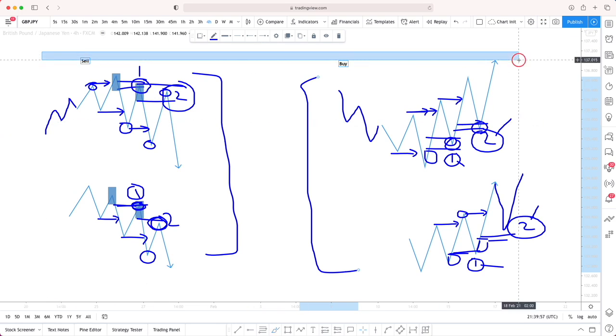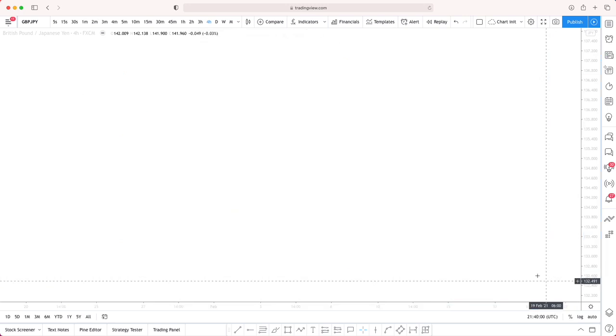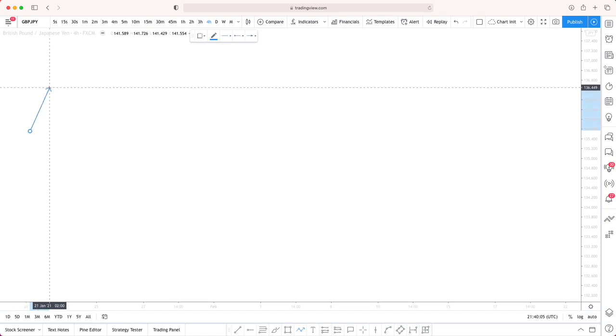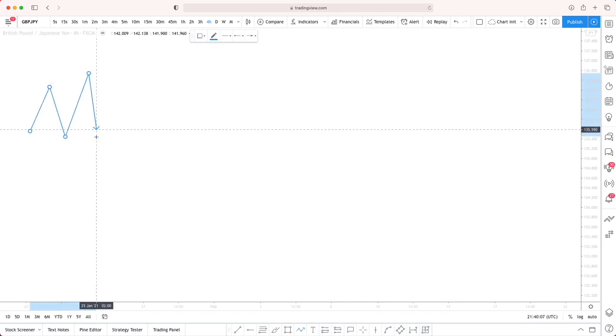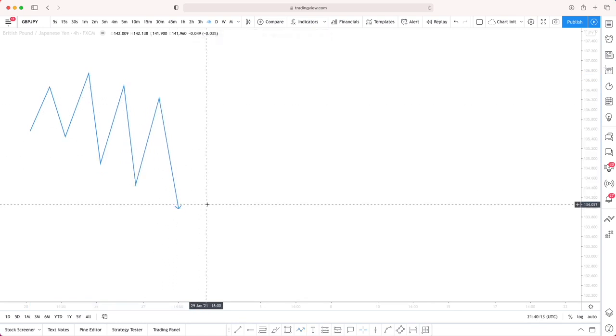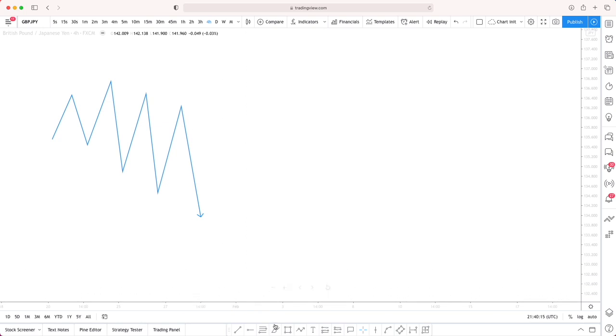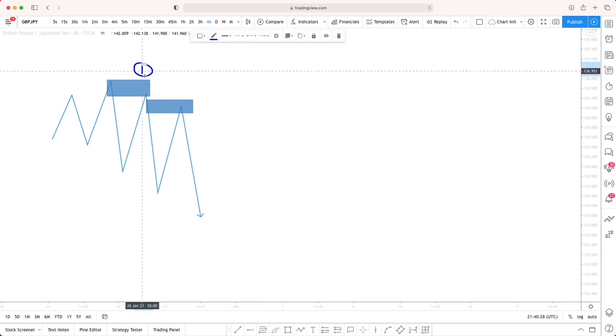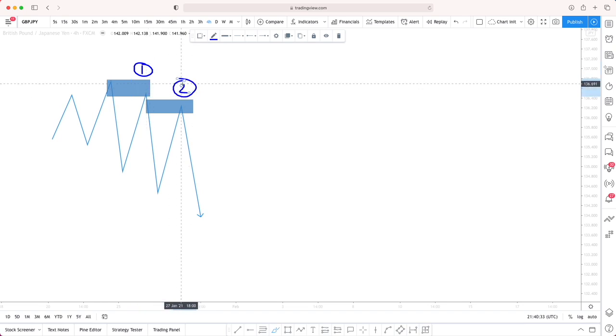Okay, so what is a risk entry then? Okay, so let's look for a sell to start off with. So let's look at pattern number 1. So pattern number 1 is this one. So what a risk entry essentially is, we've got 2 entries. We've got one entry sitting here, and the second entry is sitting there. Entry number 1, which is this one, has the lowest probability, but entry number 2 is a safer option.